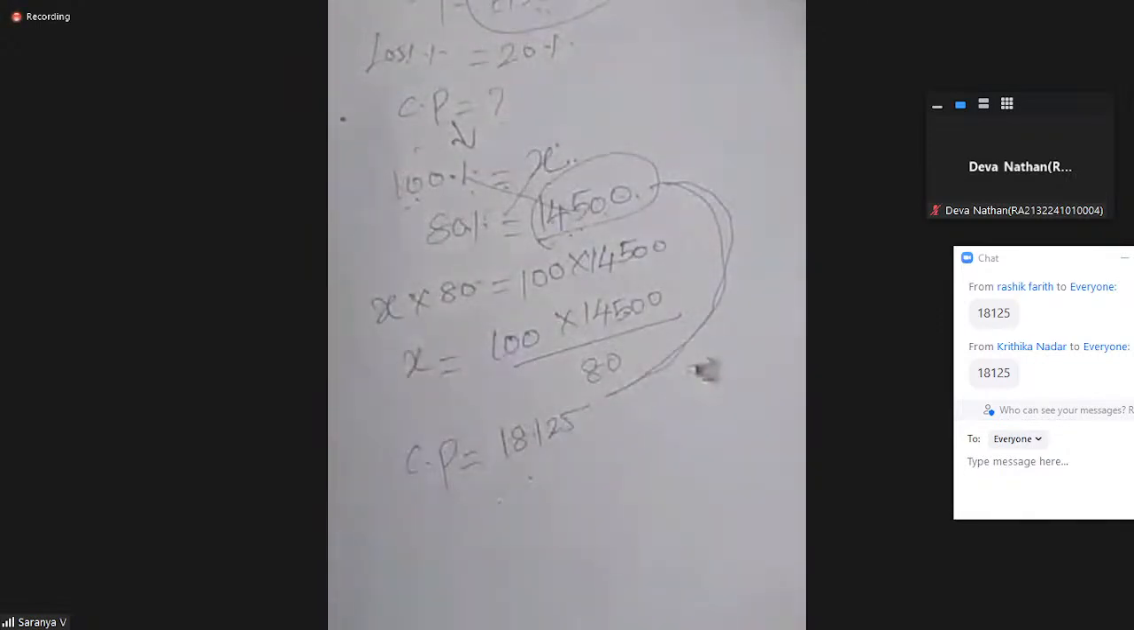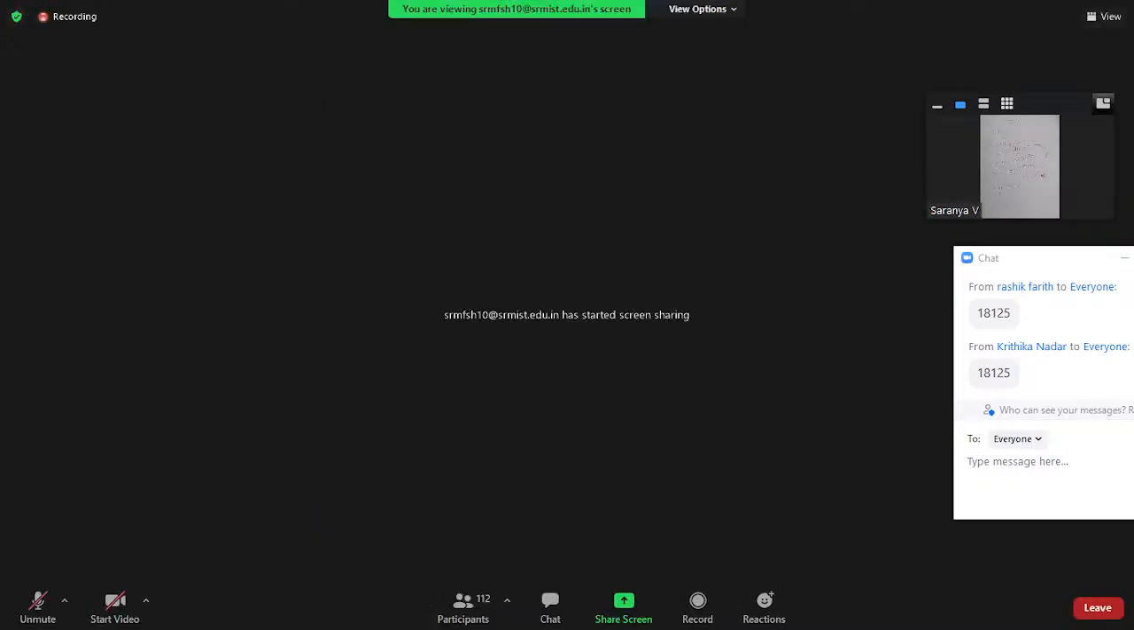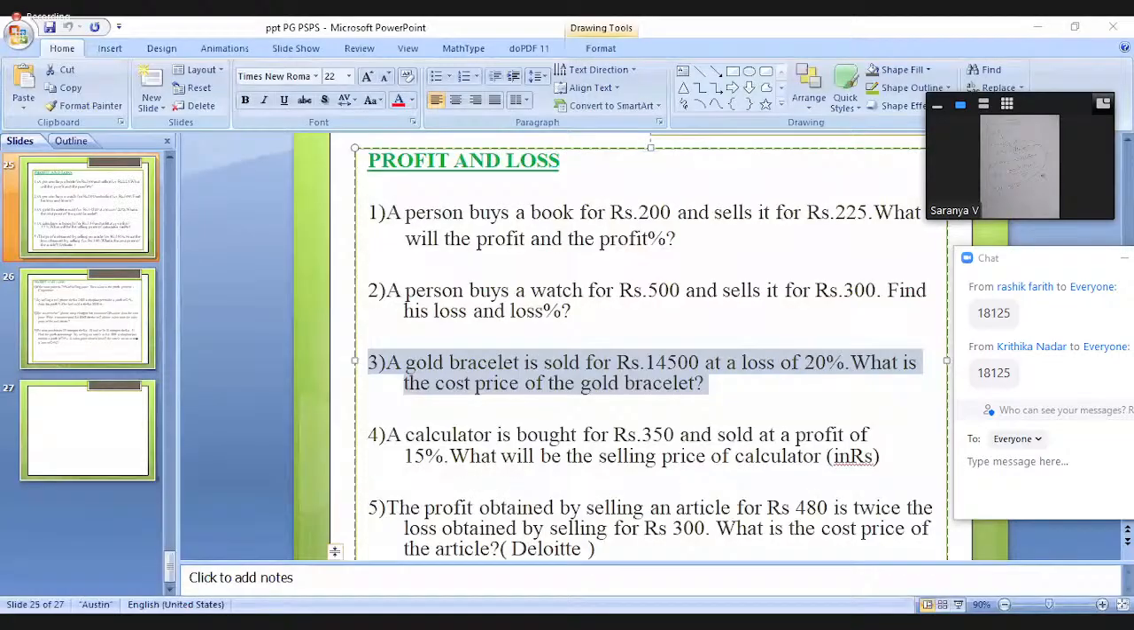Okay, come to question number 4. A calculator is bought for rupees 350 and sold at the profit of 15%. What will be the selling price of the calculator? Now, first post it. What is the 100% amount in this question?